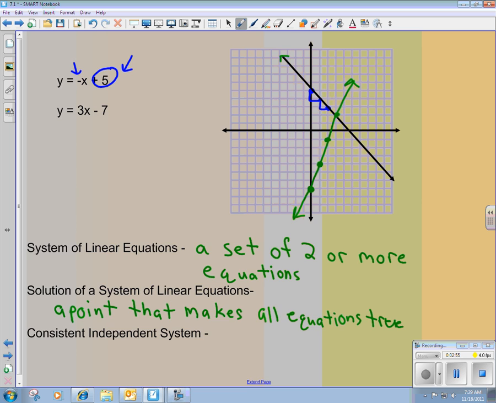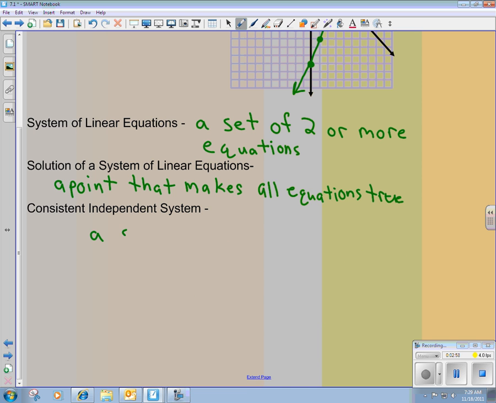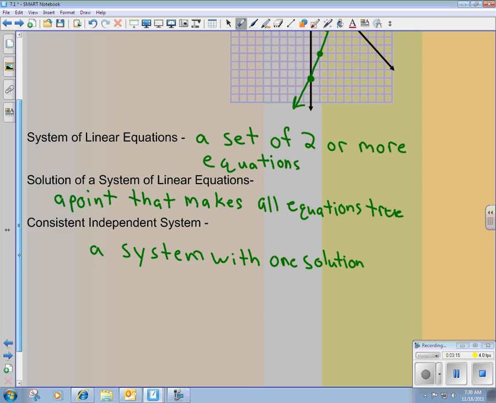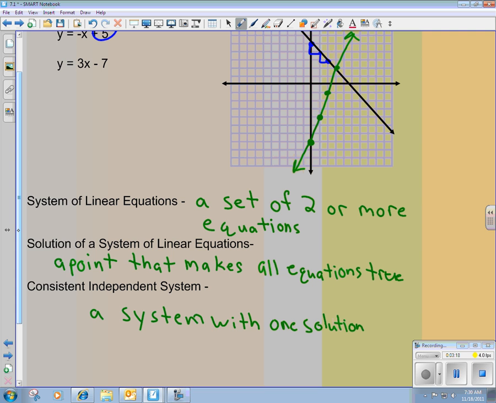A consistent independent system is just a system, a set of equations, with one solution. Since it has one solution, and we look up at our graph, this one does have one solution. And our one solution is the point where those cross. That's going to be right here. So that solution is at 3, 2. Because we know it has a solution, that is a consistent independent system: a system of linear equations with one solution.